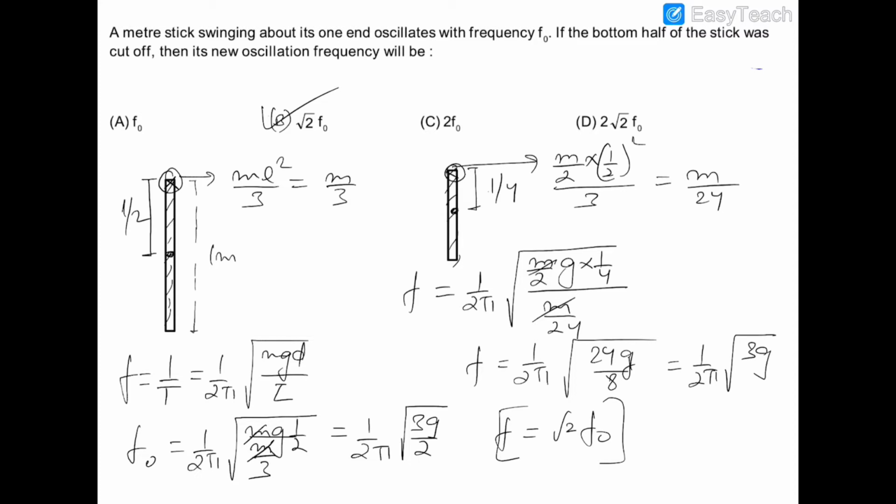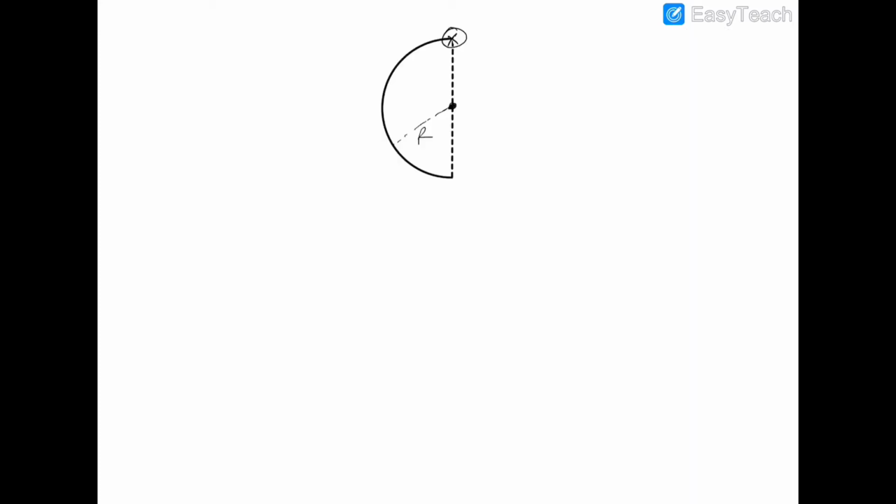Now let's move on to the next case. In this case, there is a semicircular ring of radius r and mass m. This ring is being hinged about an axis which passes through the ring from this corner and is perpendicular to the plane. We have to find out the time period of small SHM.